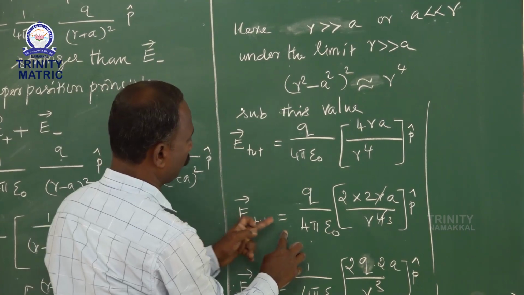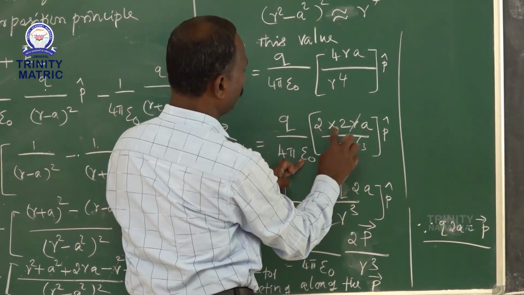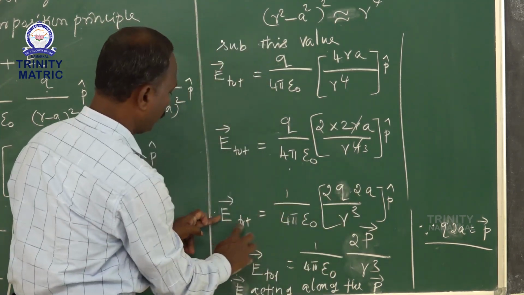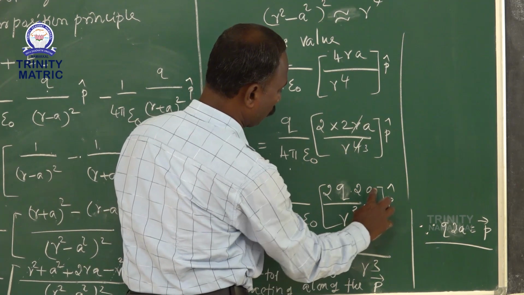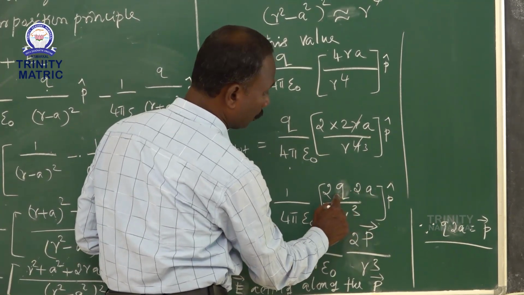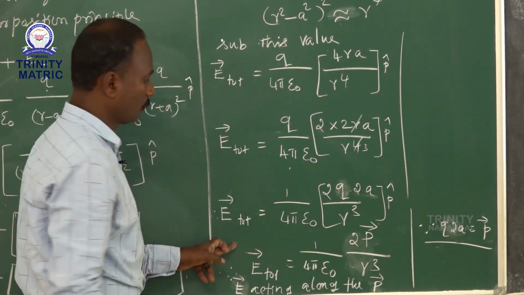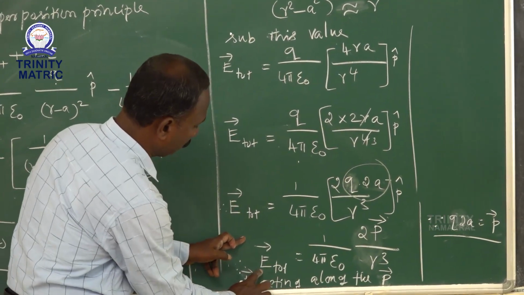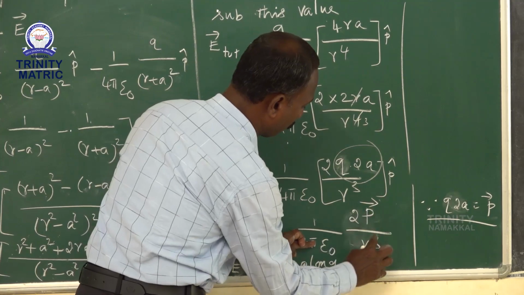Separating 4 into 2 times 2RA, R and R power 4 cancel, and we get E total equal to 1 by 4 pi epsilon naught 2Q 2A by R cube into P cap. Here 2A into Q, or Q into 2A, is the dipole moment P, so instead of this we write the dipole moment. Finally, E total is equal to 1 by 4 pi epsilon naught 2P by R cube.